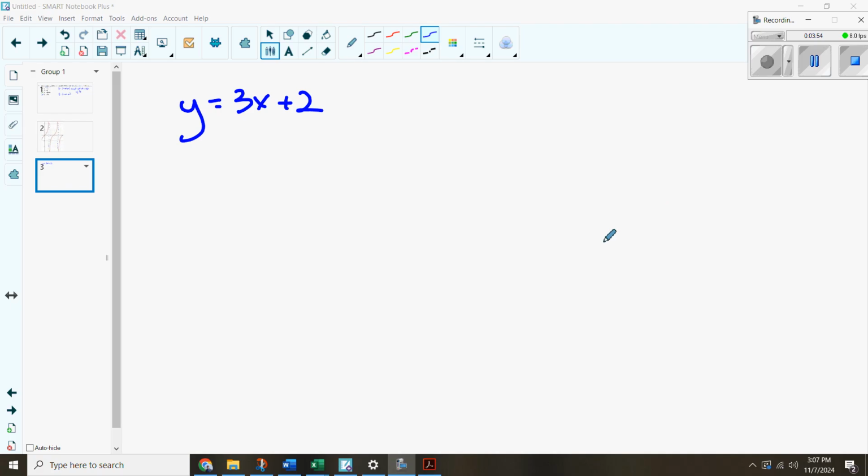So let's take a little pause here and discuss, what is an inverse function? Here I have a very simple linear function, y equals 3x plus 2. All an inverse means is that I'm going to switch the x's and the y's. I'm just flipping the x's and the y's. So the inverse of this function would look like this: x equals 3y plus 2. And that is called the implicit inverse.